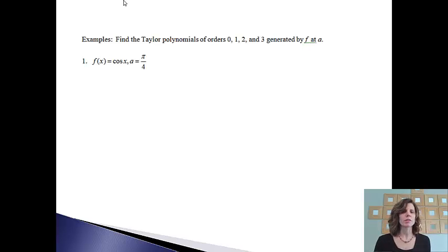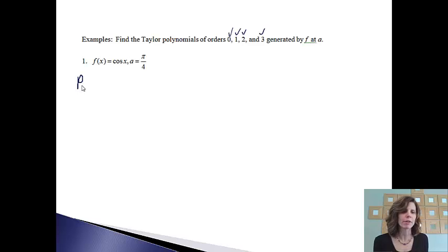All right, this first one says to find the Taylor polynomials for orders 0, 1, 2, and 3 generated by f at a. So we're going to come up with four different polynomials to model this function. And when we're done, we're going to draw a little picture so you can see what's going on with the problem.